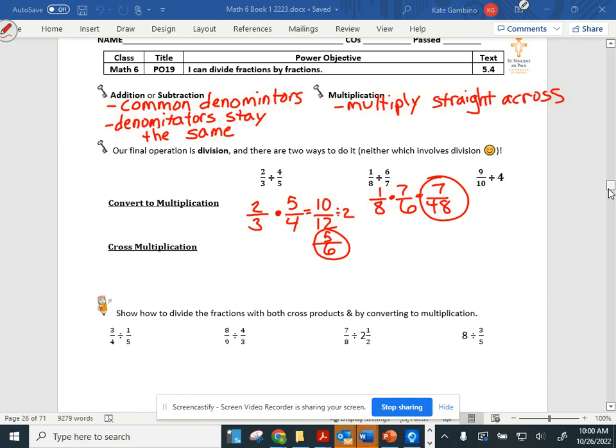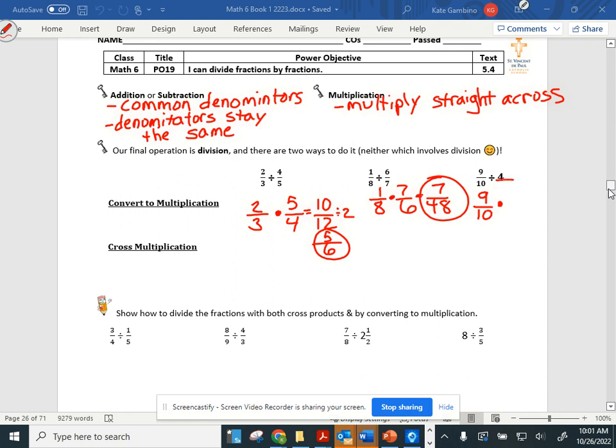Now I have 9/10. First fraction stays the same. What do I flip dividing to, Matthew? So my question was, what do I flip dividing to? Multiplication. Then you are absolutely correct.